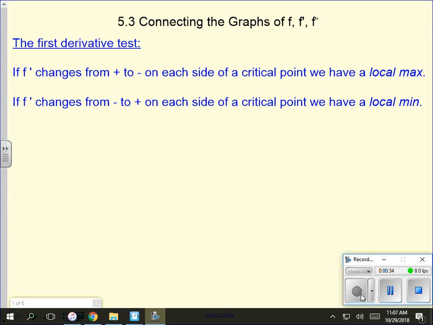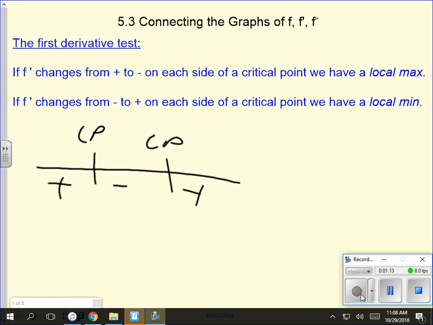Now, the first derivative test, and we've actually done the first derivative test. If f prime changes from plus to minus, from positive to negative, on each side of a critical point, we have a local maximum. If f prime changes from negative to positive on each side of a critical point, we have a local minimum. This was what our sign charts did. This is exactly what we were doing when we were dealing with our sign charts. And we had a critical point and plus, minus, plus, when it goes from positive to negative.